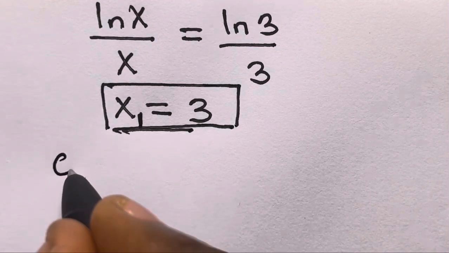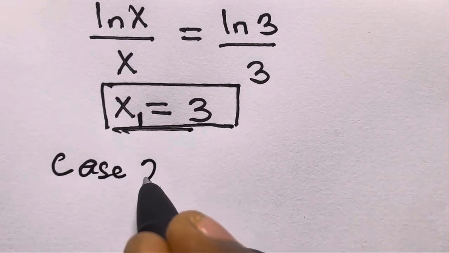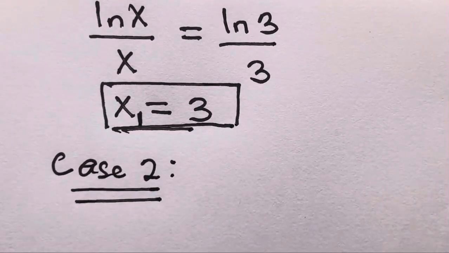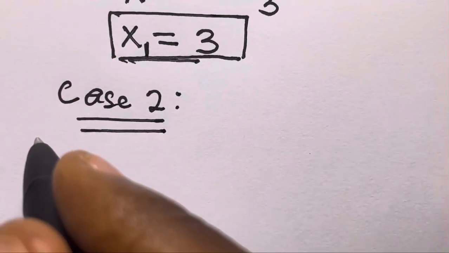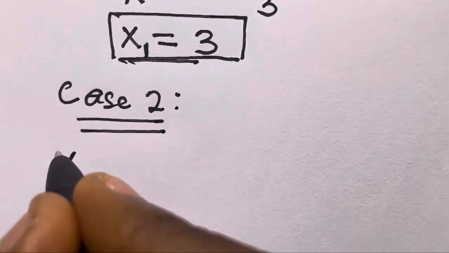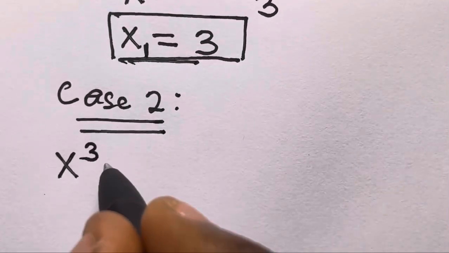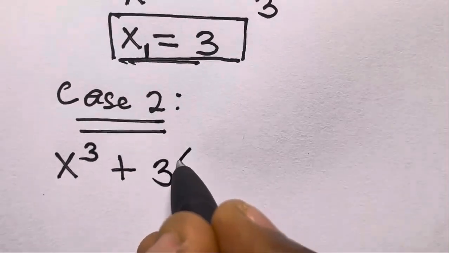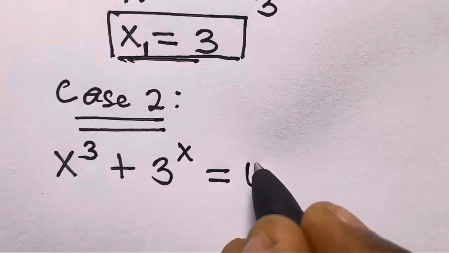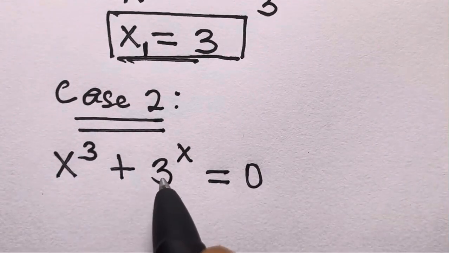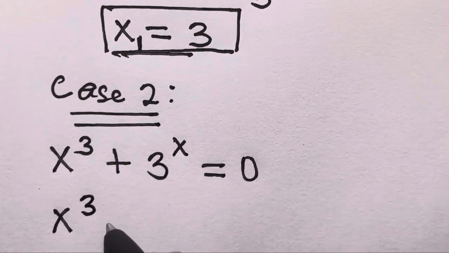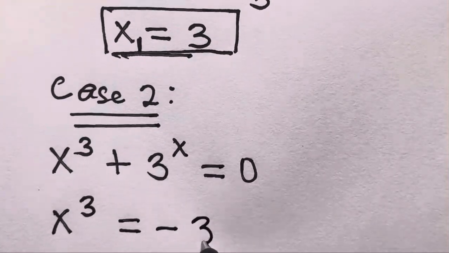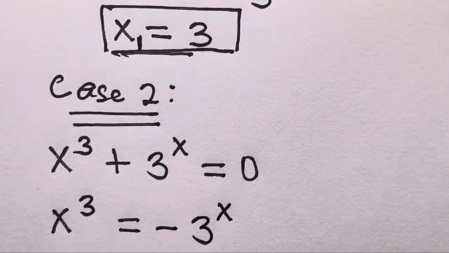So we have case 2. Our case 2 says x raised to the power 3 plus 3 raised to the power x equals 0. Also, let's transfer this to the other side. So we have x raised to the power 3 equals minus 3 raised to the power x.